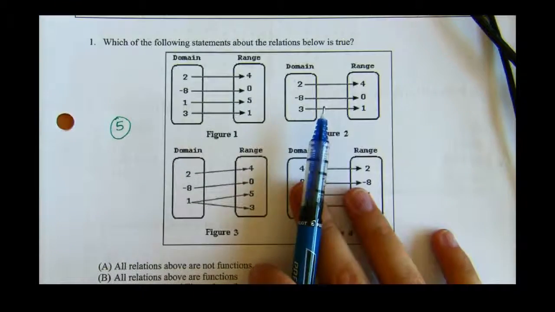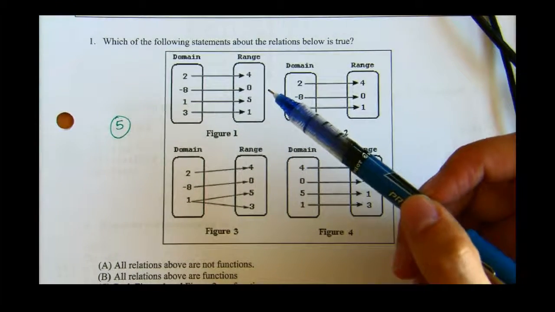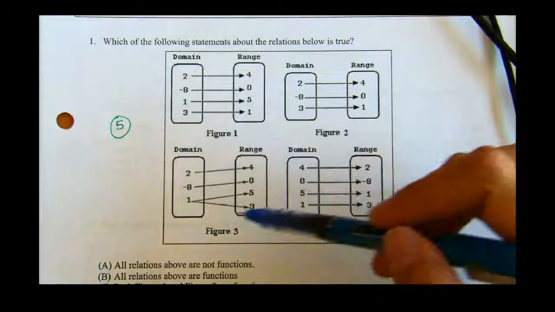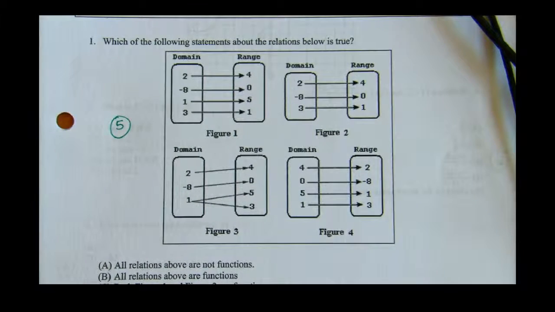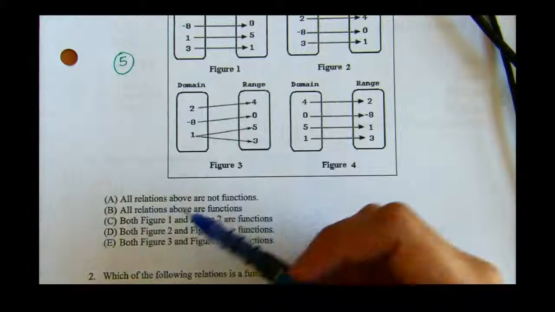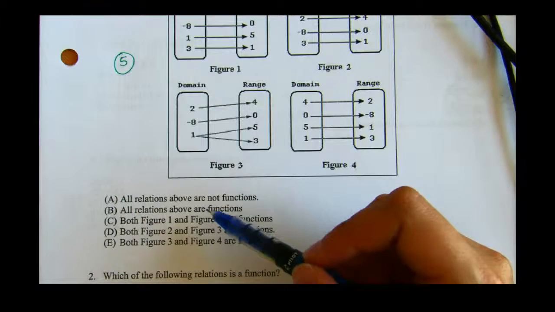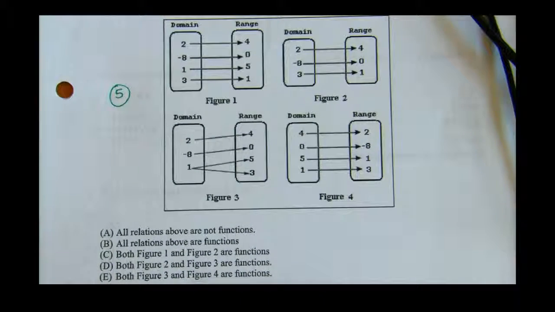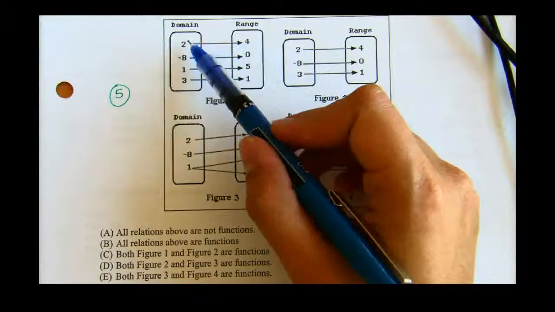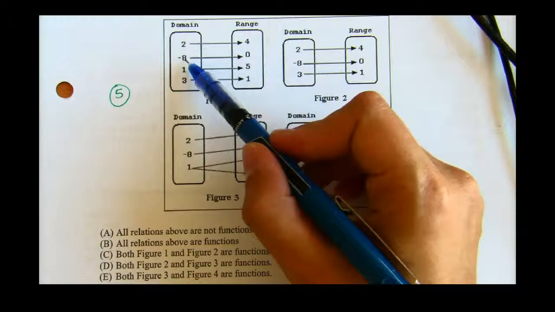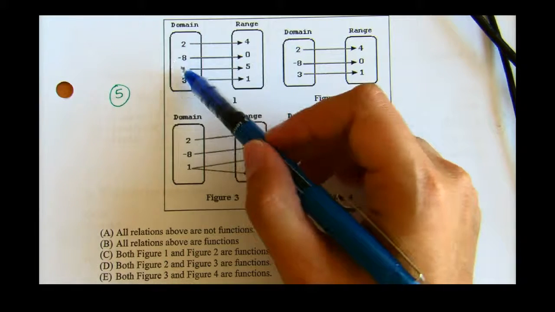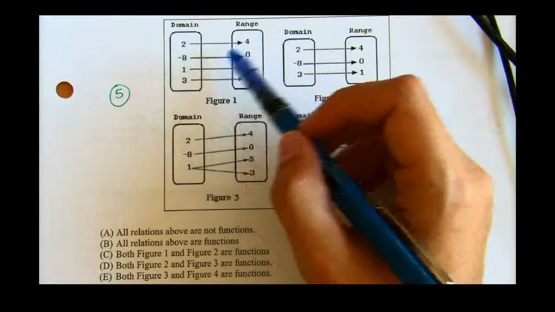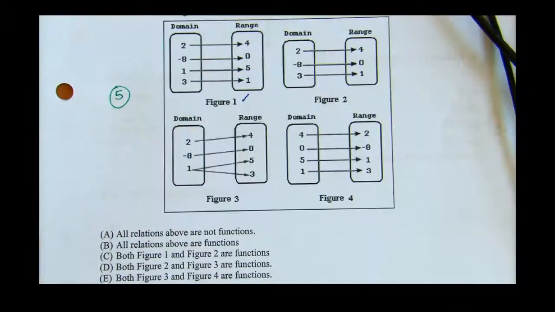So taking a look at this first problem, which of the following statements about the relations below is true? Looking at this image, I'm going to take a guess that I'm determining which are functions and which are not. And if I look down at my answer choices, that's exactly what I'm figuring out, is eliminating which ones are functions and which ones are not functions. So if I look at figure 1, I ask, does each input have only one output? The answer to that is yes. There is no output that has more than one input, or an input that has 2 different outputs. So figure 1 is a function.